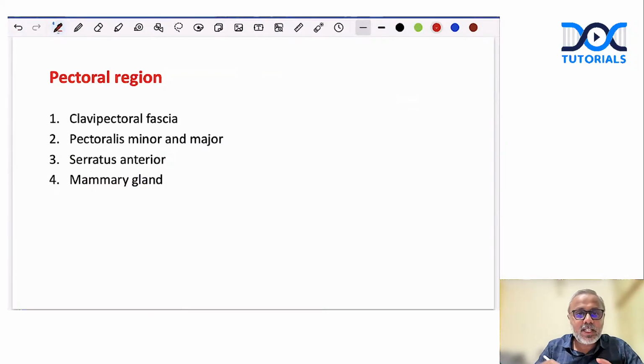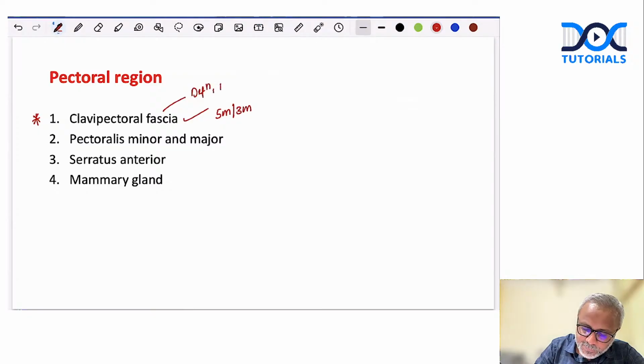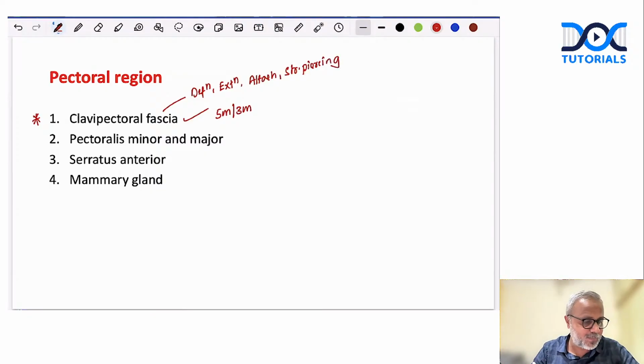So the next topic is the pectoral region. The most often asked question in this pectoral region is the clavipectoral fascia. Often asked as a 5-marker question or 3-marker question. What is clavipectoral fascia? What is the extent of the clavipectoral fascia? What about its attachments? What about the structures piercing? So these are the possible questions.